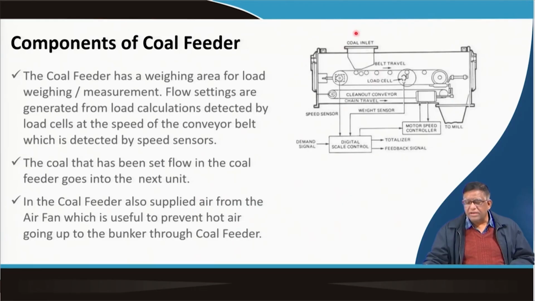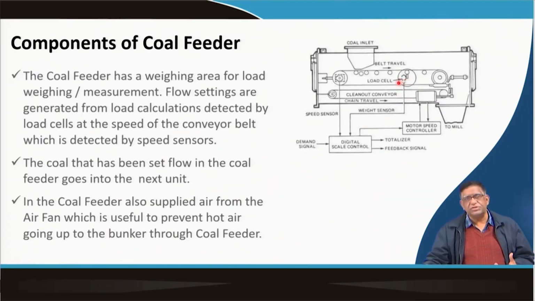Now, what else is there? There is an inlet coal, and then there is the drive for this belt. There is a chain drive. Chain drive means there is a sprocket and this is a sprocket. On that the chain is going and the belt is placed exactly over here. So, a chain drive is there, and then there is a weighing system, to measure how much material is coming. So, there will be a weigh sensor.